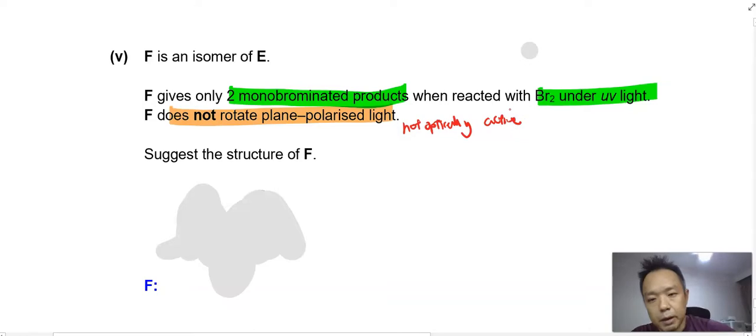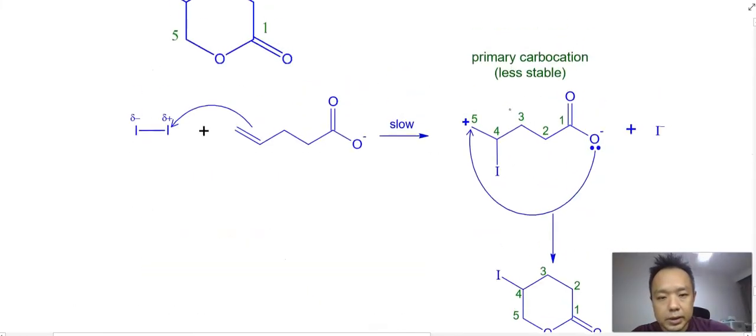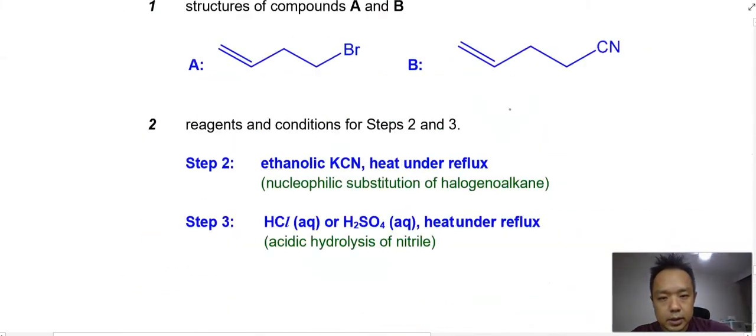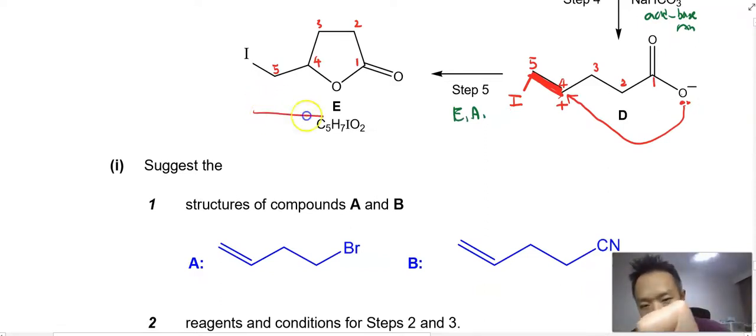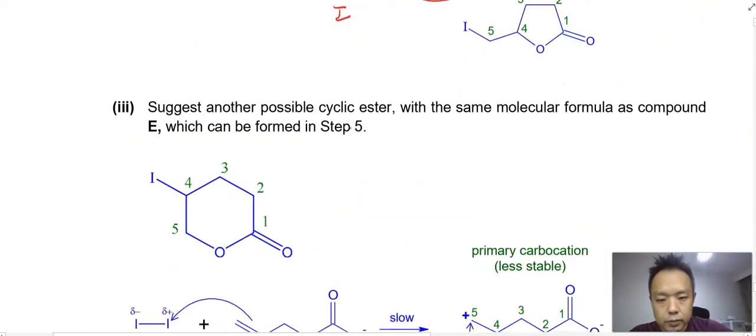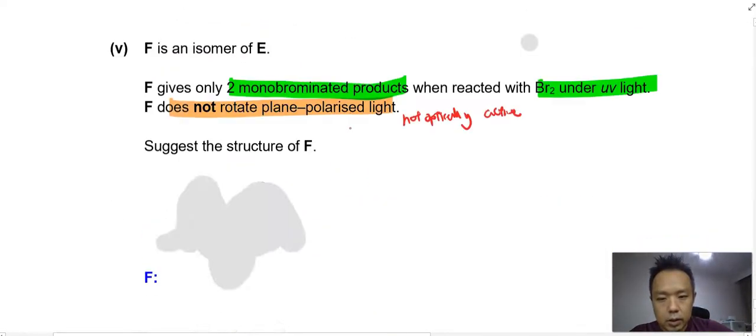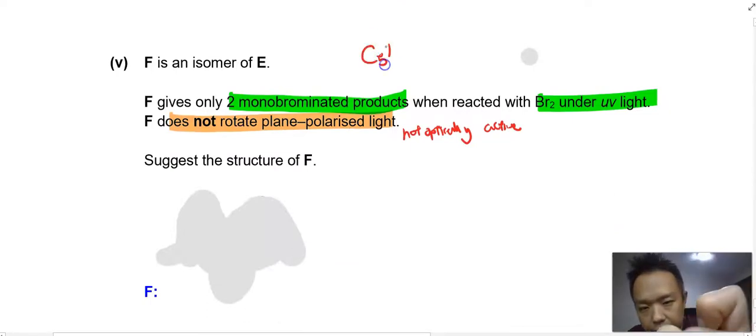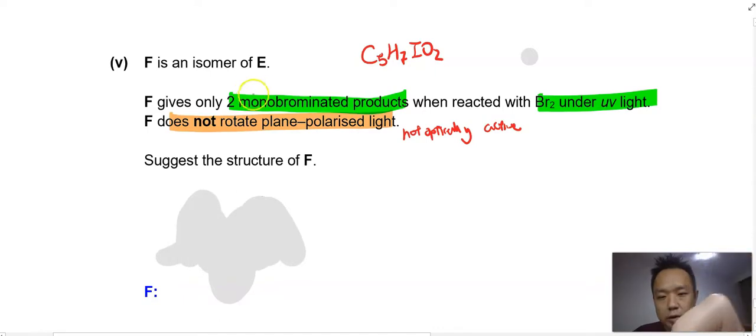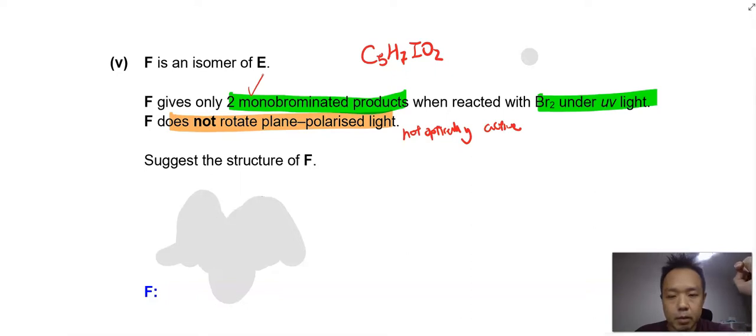Okay, so let's take a look at compound E. Compound E is this. Okay, so C5H7IO2. Because it only gives 2 monobrominated products, this compound must be quite symmetrical. Okay, because it only gives 2 different products and it's not optically active.